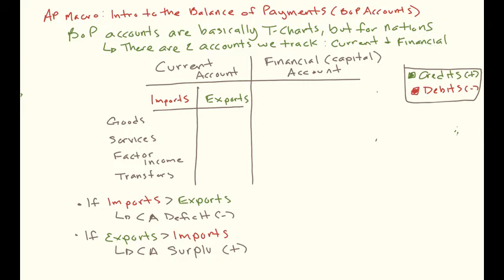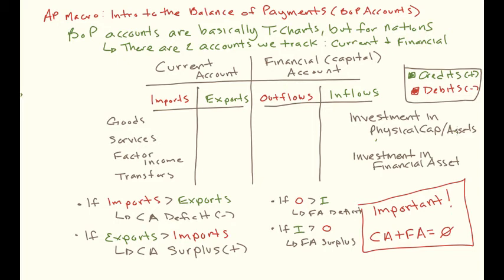And if exports are greater than imports, we have a current account surplus. Apologies, I forgot to add the S to surplus there. There we go. So the current account is basically tracking the imports and exports of goods, services, factor income, and transfers. If we end up with a negative number at the end of this, we're going to have a current account deficit, and if we end up with a positive number, there's going to be a current account surplus.